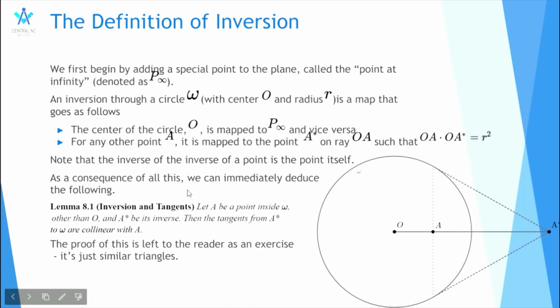As a consequence of this, we can easily see the following. Lemma 8.1, inversion and tangents. Let A be a point inside omega other than O, and let A asterisk be its inverse. Then the tangency points of the tangents from A asterisk to omega are collinear with A. Those are the tangency points, that's A asterisk, and that's A. It's not hard to prove. It's just similar triangles. You can try proving it by yourself: draw the radii here, and then notice there are some similar triangles. So pretty easy.